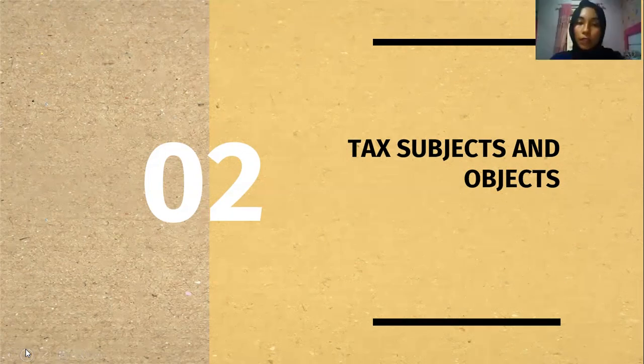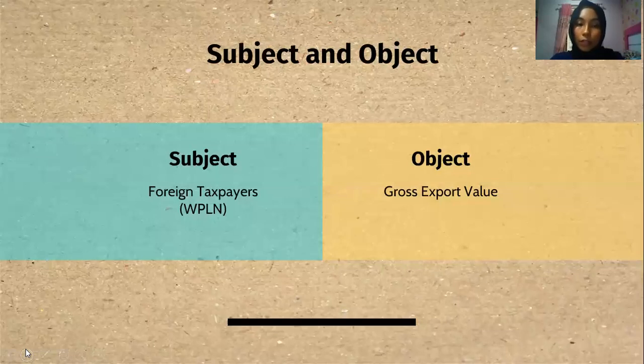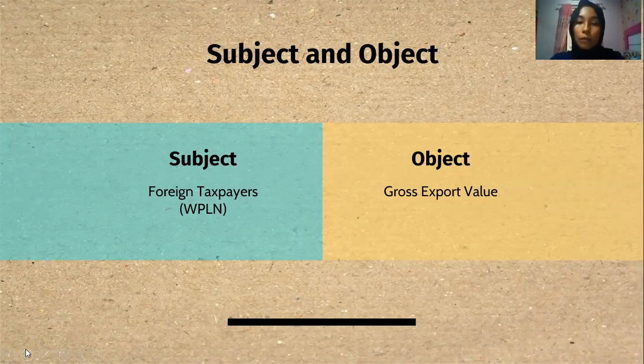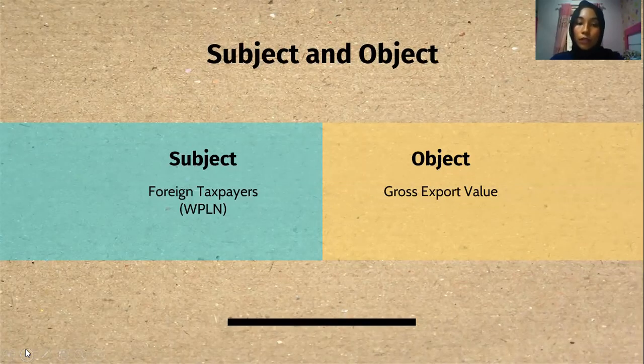Next is tax subjects and objects. The tax subjects of this Article 15 income tax are foreign taxpayers, or WPLN, who have a representative office in Indonesia, who come from a country that does not yet have a double taxation avoidance agreement, or P3B, with Indonesia. Meanwhile, the tax object is the gross export value, namely all replacement value or compensation received or obtained by WPLN, which has a trade representative office in Indonesia, from the delivery of goods to an individual or entity that is or is domiciled in Indonesia.